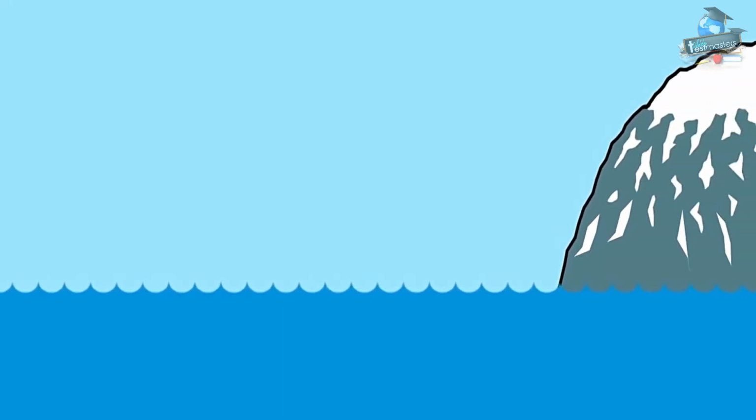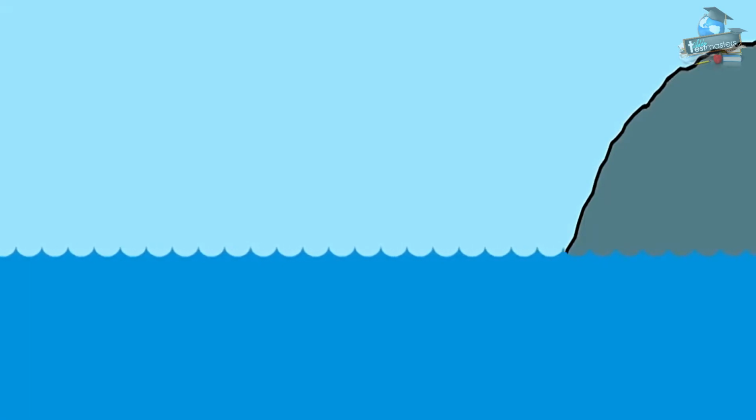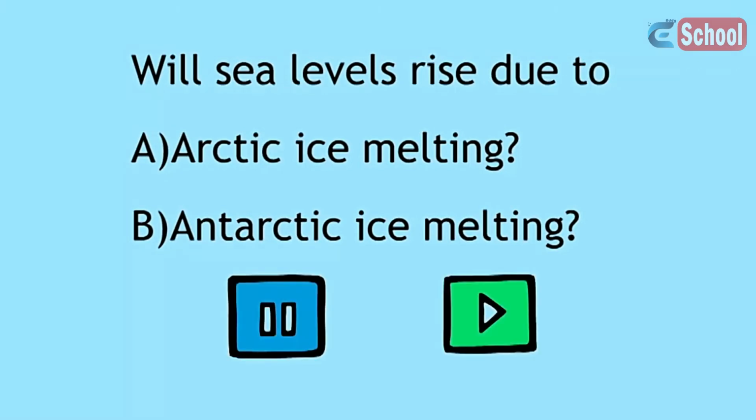If ice in mountain glaciers melts, that clearly will add extra water to the oceans and contribute to sea level rising. But here's a problem to think about. Do you think if the ice melts at the North and the South Poles, this will also cause a rise in sea level? Remember that the Arctic ice is floating, but Antarctic ice covers the landmass called Antarctica. Pause the video and think.